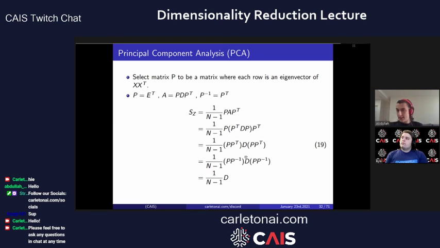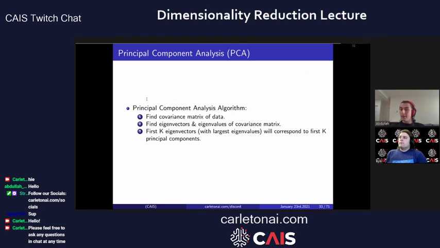And that shows us that if you would like the covariance matrix of your transformed data to have independent features, then you should select the transformation matrix to be equal to the eigenvectors of the covariance of the original data, right? So that is the first step of the principal component analysis, which is to calculate the covariance matrix, and then calculate its eigenvectors and eigenvalues. And you can use that to build the transformation matrix.